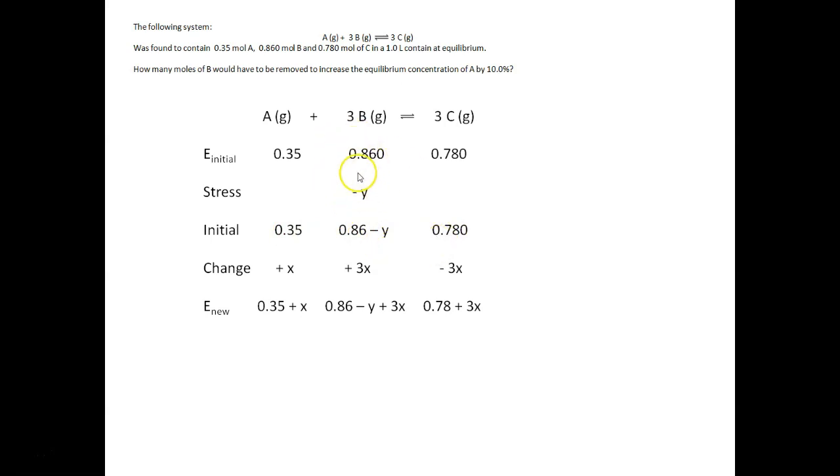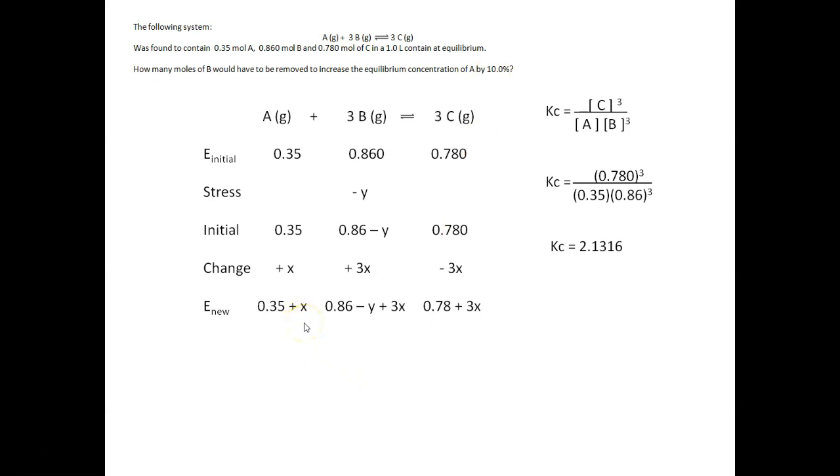Because I've removed some B, my system is going to shift in the reverse direction to produce some B, so therefore it's plus on this side, and it's minus on this side. So I have my new equilibrium values. Using my initial equilibrium concentrations, I can solve for my equilibrium constant. I get that. Okay, so now using the parameters, solve for X.